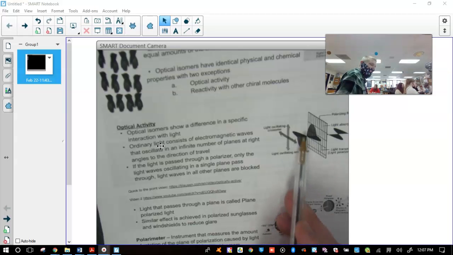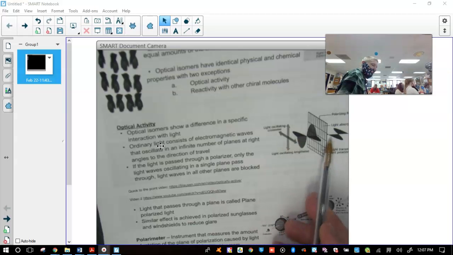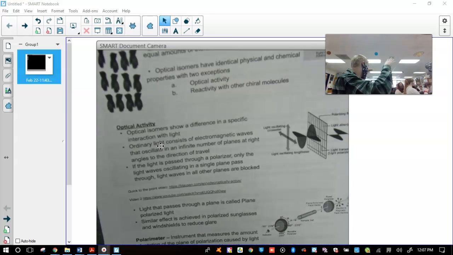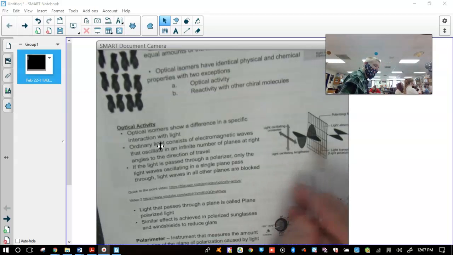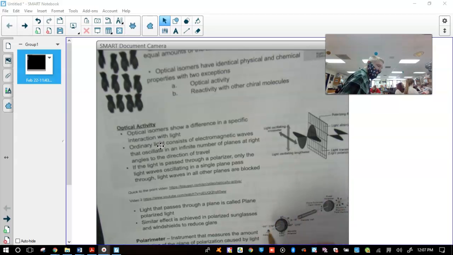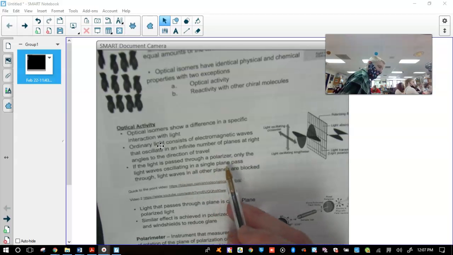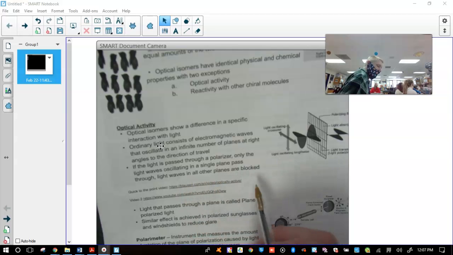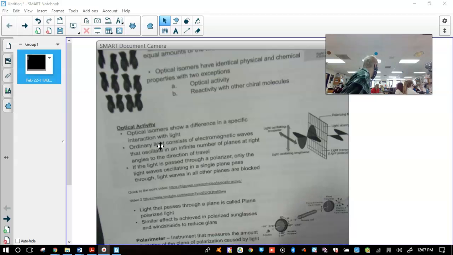So see how you got a whole bunch of different planes coming in, and then it's just flat, just one plane. That's polarized light. And if you wear sunglasses, that's kind of what it does, it blocks out a lot of the different angles at which light is coming in and just gets one angle. So it's shaded, essentially. If the light is passed through a polarizer, only the light waves oscillating in a single plane pass through. Light waves in all other planes are blocked. Questions on that?